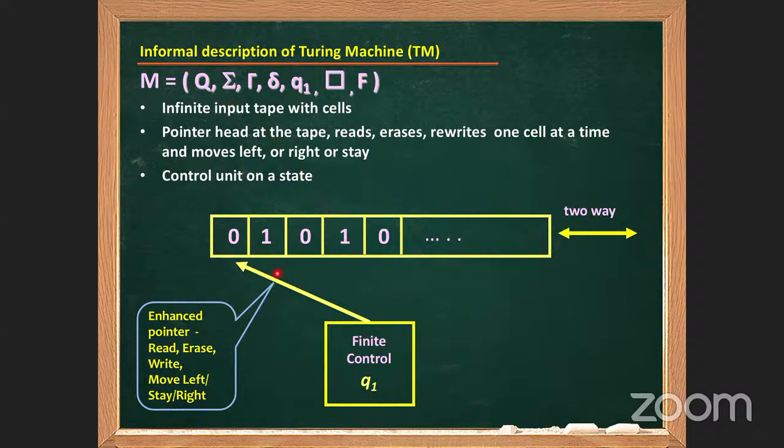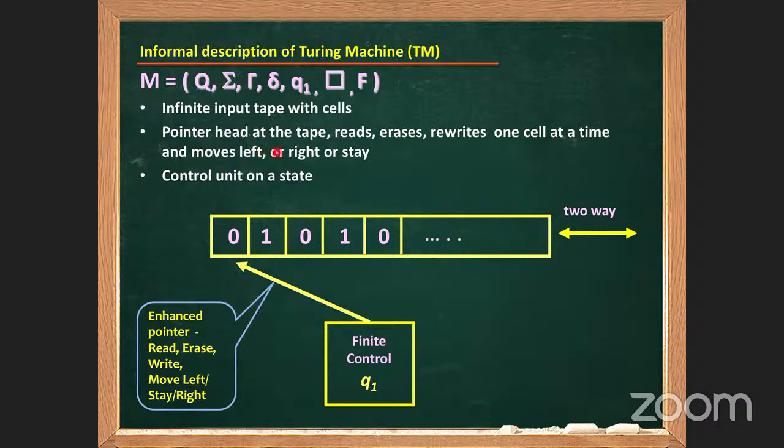Instead, we're enhancing the power of the pointer. The power of the pointer is enhanced to read a symbol, to erase a symbol, to rewrite a fresh symbol, and the head can move both right side and left side or can stay. So it's two-way. The pointer head can move right side or left side. And so the input tape is not semi-infinite, it is infinite in nature.